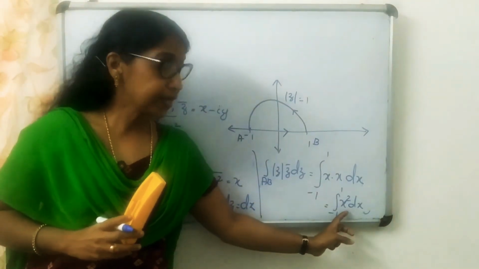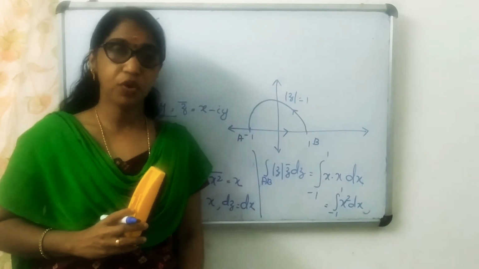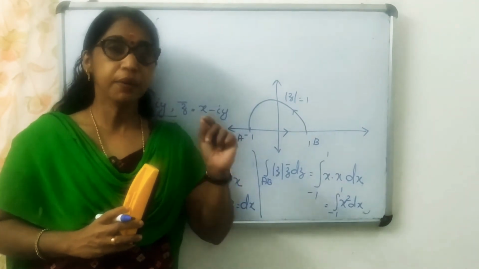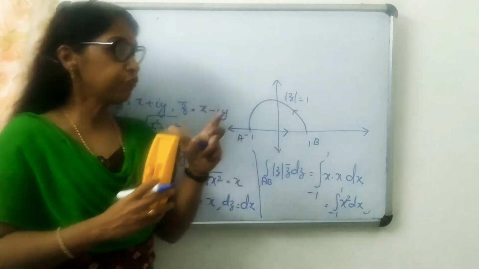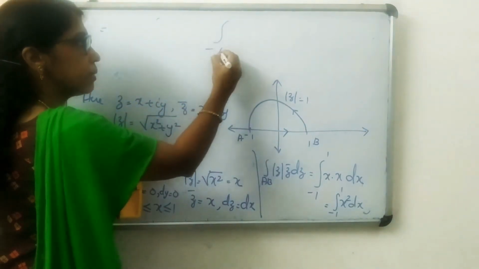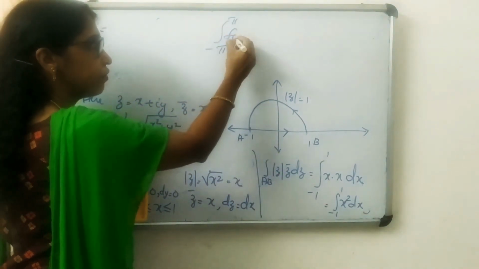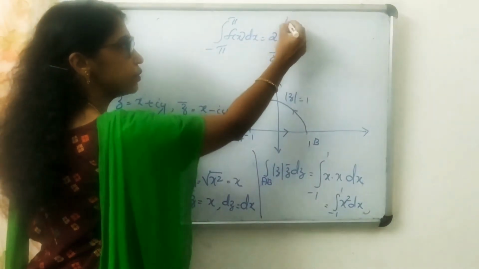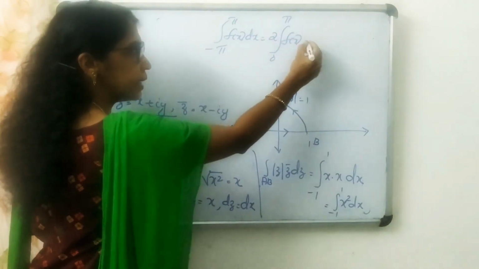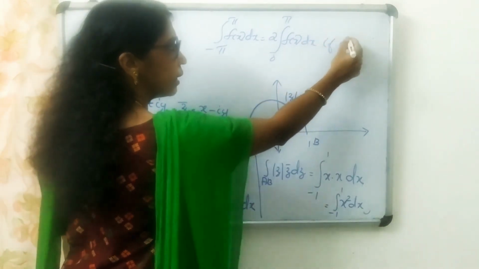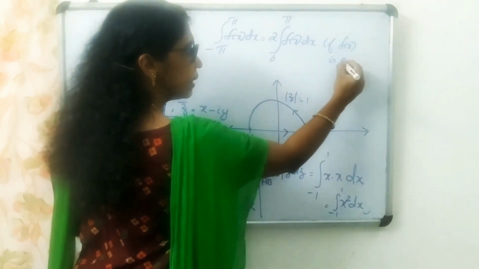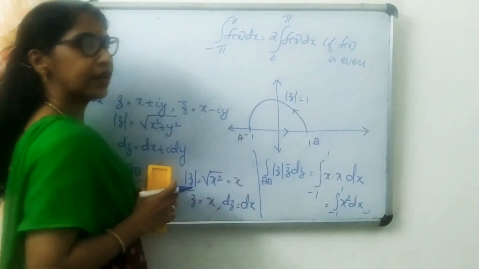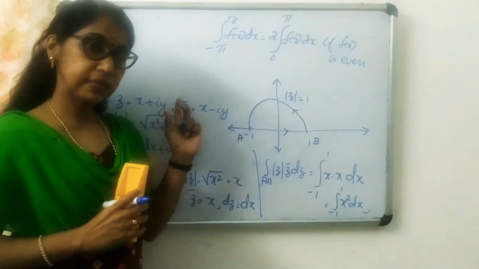What is x square? X square is an even function. We all know that the integral from -pi to +pi of f of x dx is equal to 2 times the integral from 0 to pi of f of x dx, if f of x is even, that we have studied in the earlier semester.